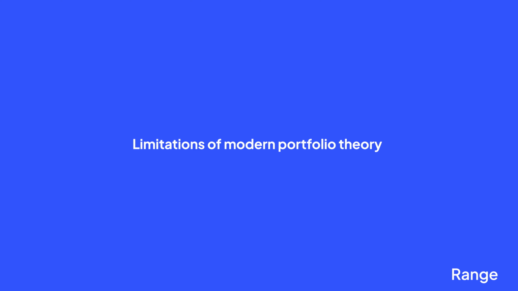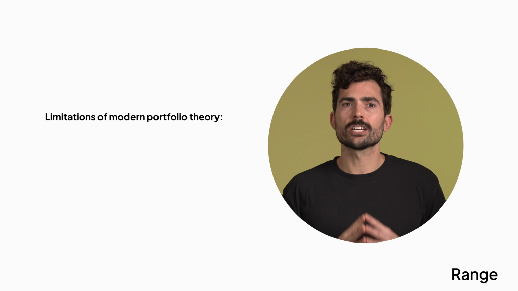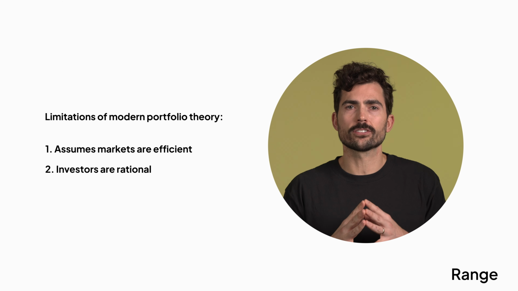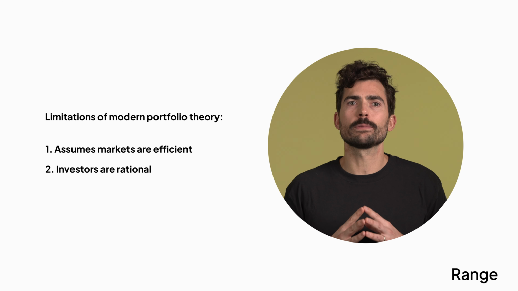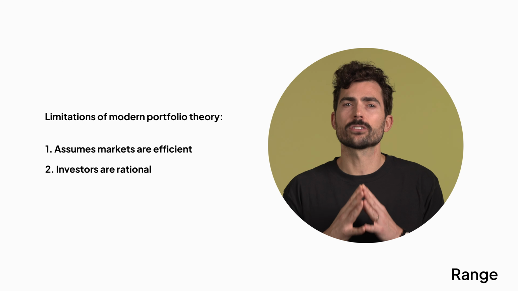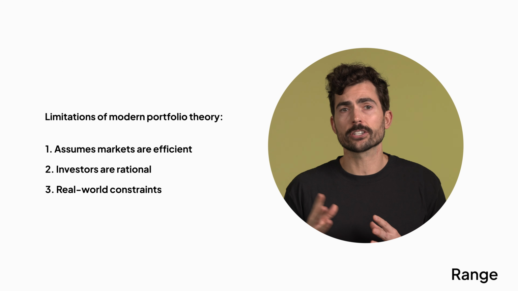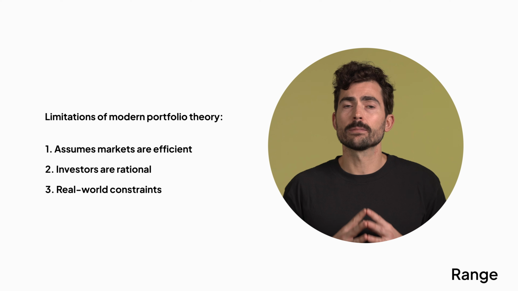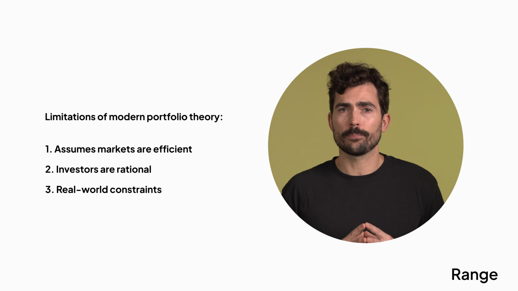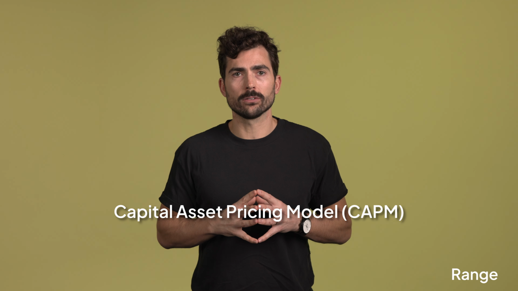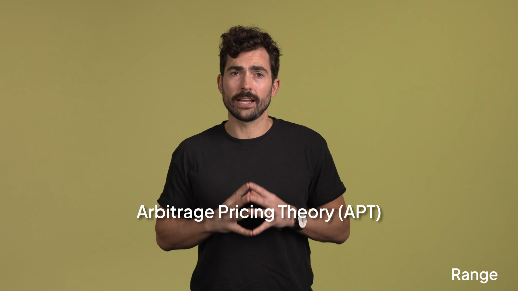Of course, no theory is perfect. The modern portfolio theory assumes markets are efficient and investors are rational. But we know markets can be unpredictable, and investors can certainly act irrationally. There are also real-world constraints like taxes, transaction costs, and liquidity that the modern portfolio theory does not fully account for. To address these issues, newer models like the capital asset pricing model, CAPM, and arbitrage pricing theory, APT, have been developed. These models build on the modern portfolio theory by adding more layers to better reflect market realities.